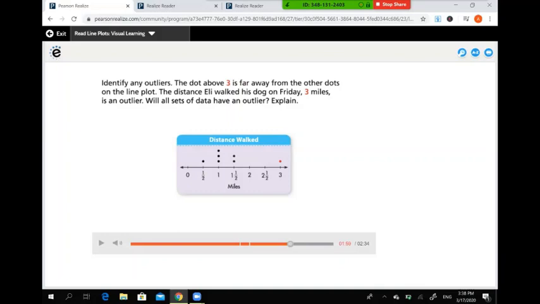We should know what the outlier is. So here in this number line, the outlier is 3 miles.